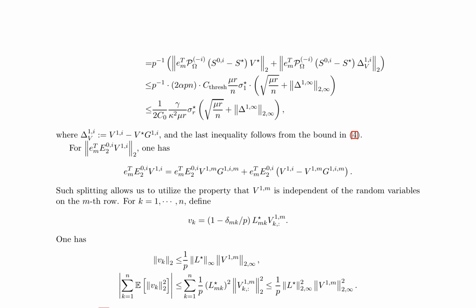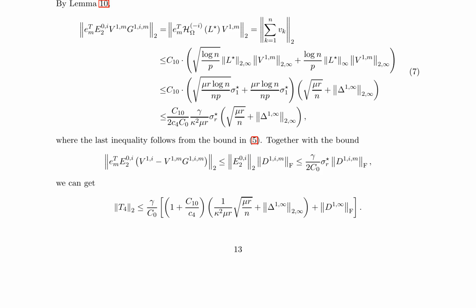The authors decompose the matrix into two parts, leveraging the property of V1,M to bound one part. They introduce a new variable, Vk, to bound the norm of the matrix, and apply lemma 10 to obtain a bound involving the norms of L star operator and V1,M. The authors then bound the matrix norm of EdMe0,I V1,M G1,I,M by splitting it into two parts and bounding each separately.